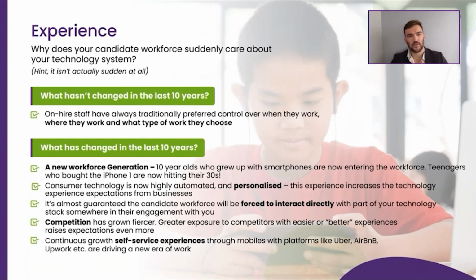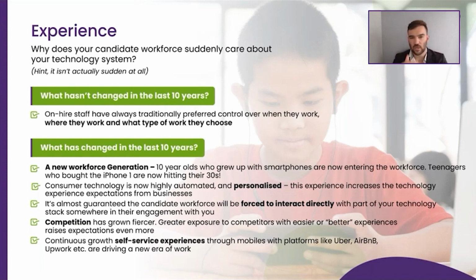So let's talk about experience. We're finding out why candidates suddenly care about your workforce technology system. In the past, people would just work. They'd go to a site. They'd be happy to work. It didn't really matter how you did your payroll, how you did your timesheeting, or what the process was to recruit. However, what has always mattered, and we've got it there at the very top.